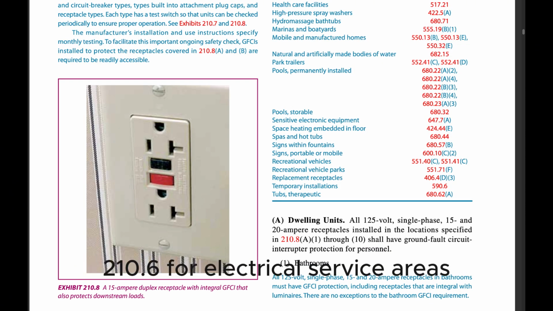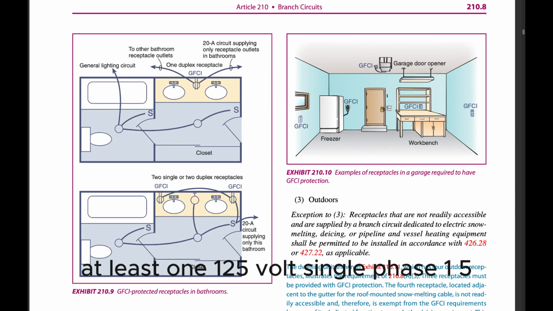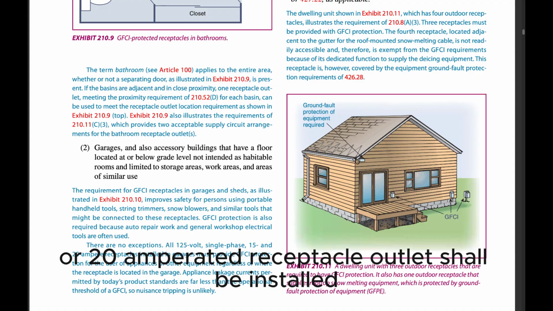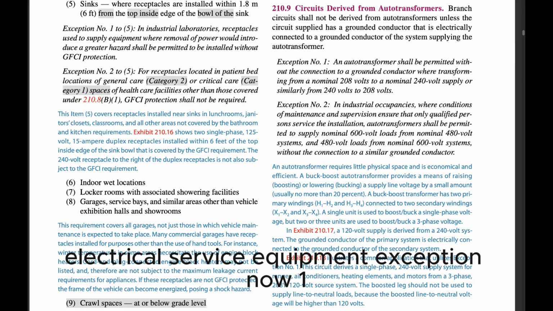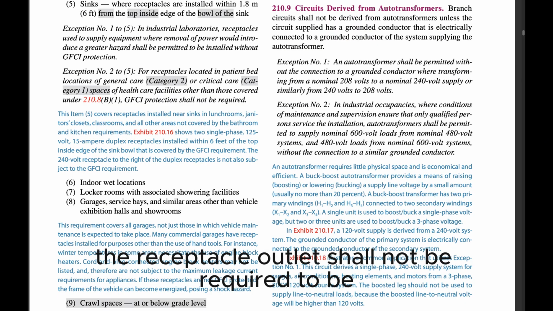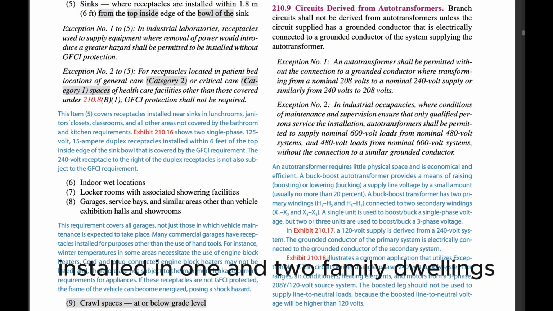210.64 Electrical service areas. At least one 125-volt, single-phase, 15 or 20 ampere rated receptacle outlet shall be installed at electrical service equipment. Exception no. 1. The receptacle outlet shall not be required to be installed in 1 and 2 family dwellings.